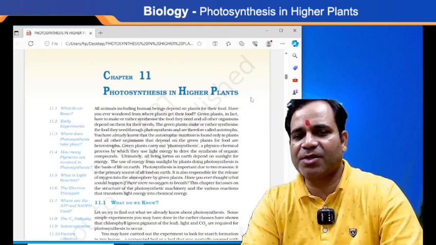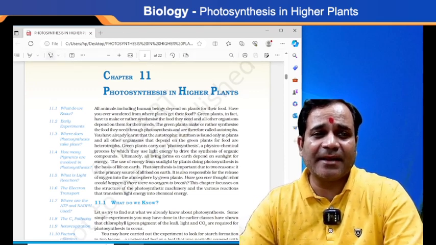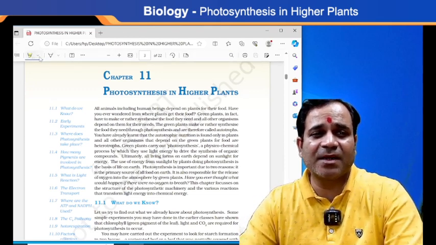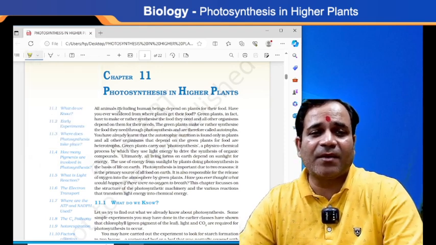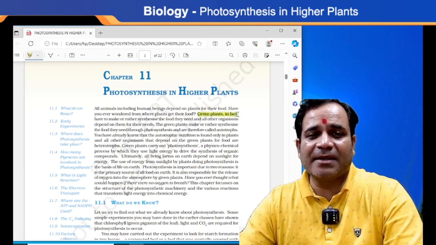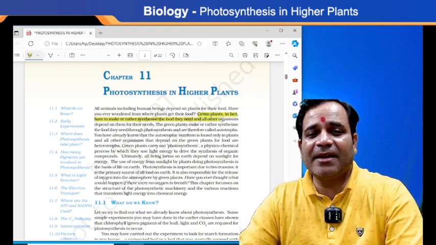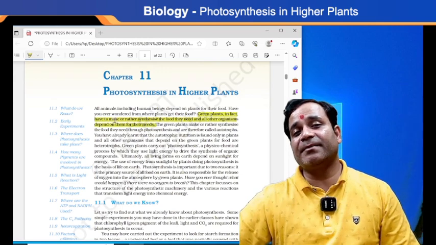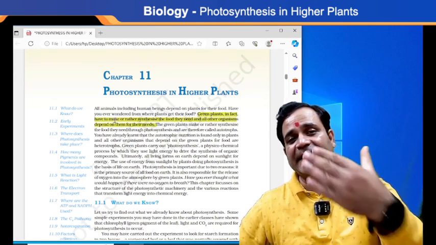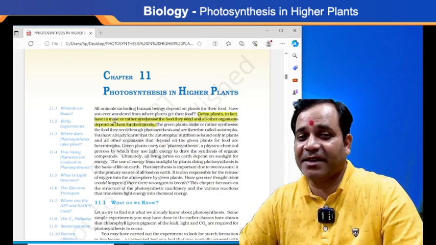This is very important to know. Whenever I am telling you about photosynthesis in higher plants, what do we know? Here NCERT says: green plants, in fact, have to make or rather synthesize their food, and all other organisms depend on them for their needs, because we all know that we people directly or indirectly depend on green plants, my dear.